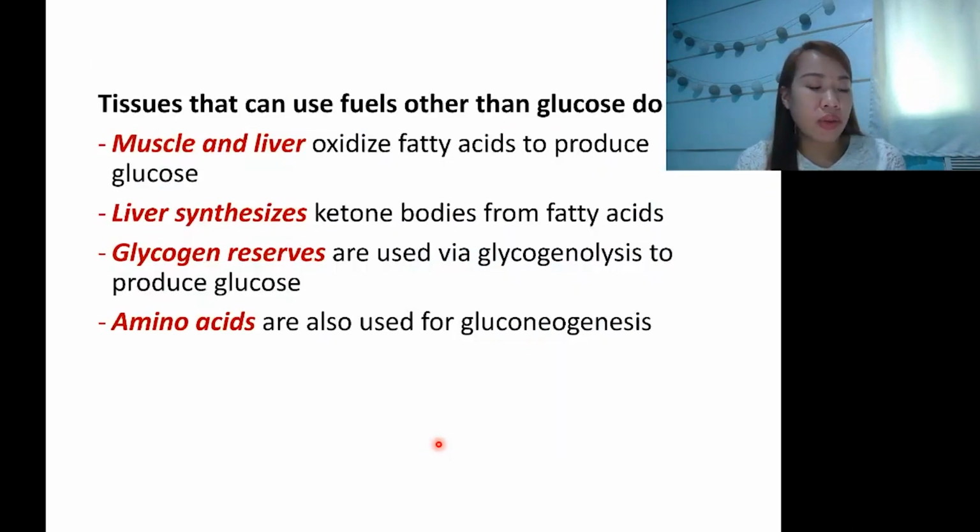Okay, another thing that you need to take note of during metabolism is that there are tissues that can use fuels other than glucose. So they can use others. So these are a bit more resourceful. They are not picky. Like a child, they can eat other foods, not literally, but that's how I compare it. So, for example, the muscle and the liver can oxidize their stored fatty acids to produce glucose. So we call that fatty acid oxidation, which I believe you will be learning in another lecture.